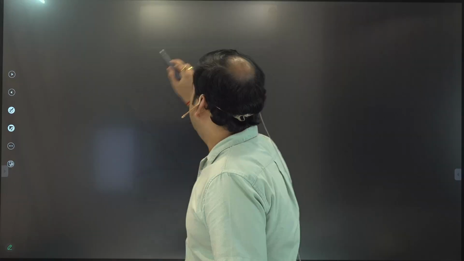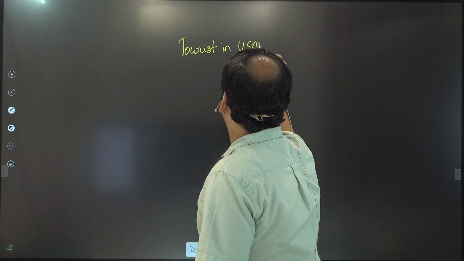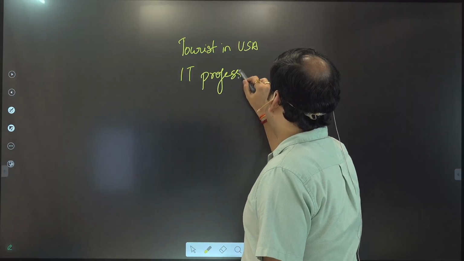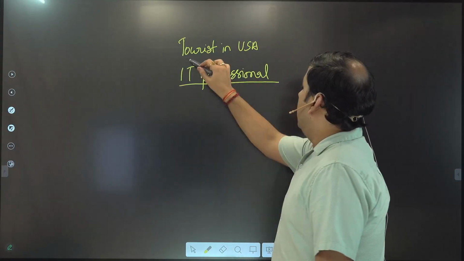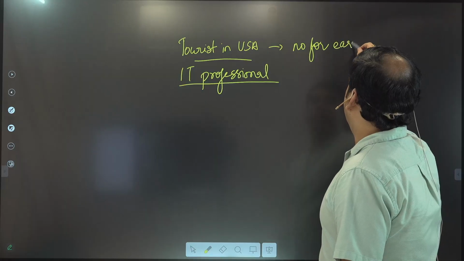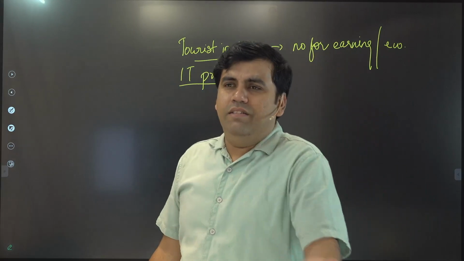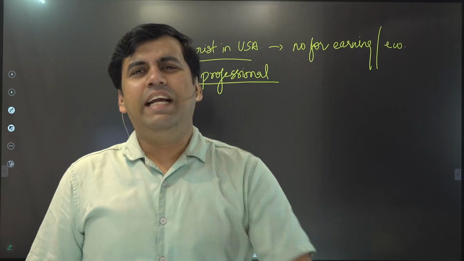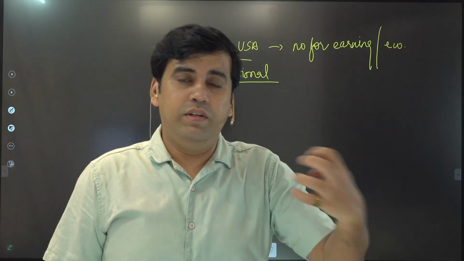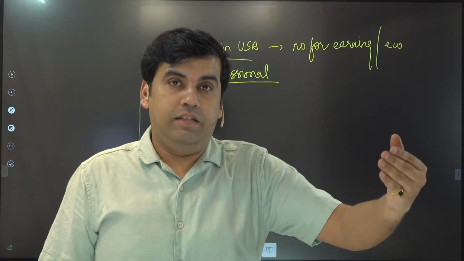Please understand this. What is the difference between a tourist in the US and an IT professional in the US? The tourist is not there for earning or any economic activity. He's just there to spend. He's just going for spending the money. He will purchase something, purchase services, purchase some tourist tickets, and go and explore some places. Is he going for business?